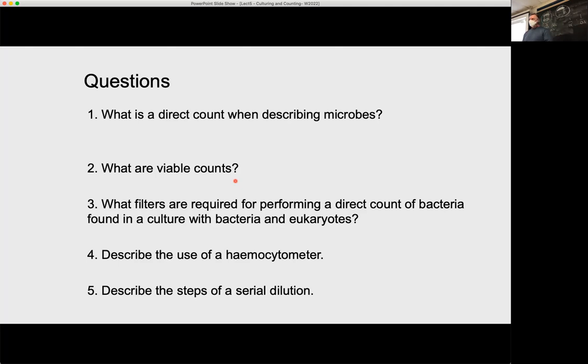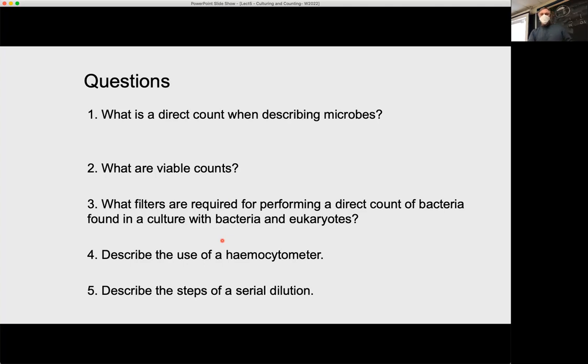Great. And what's a viable count? Good. Yeah, that's okay. What filters are required for performing direct count? What's the filter? Yes, the membrane. Right, membrane filter, 0.2 micron.